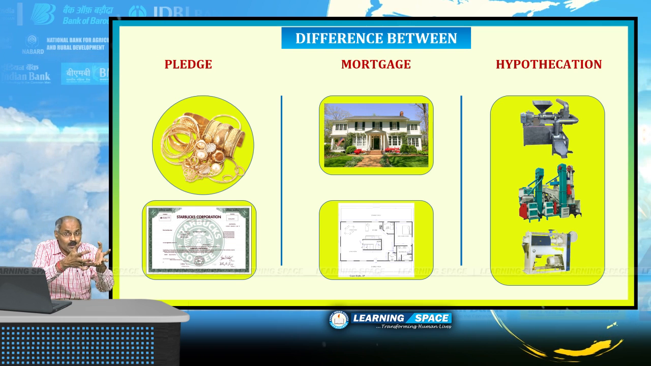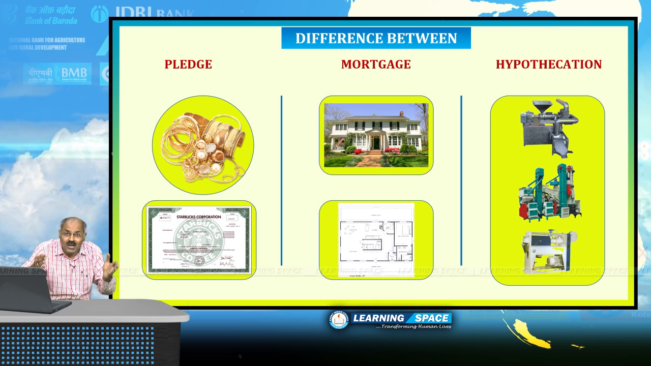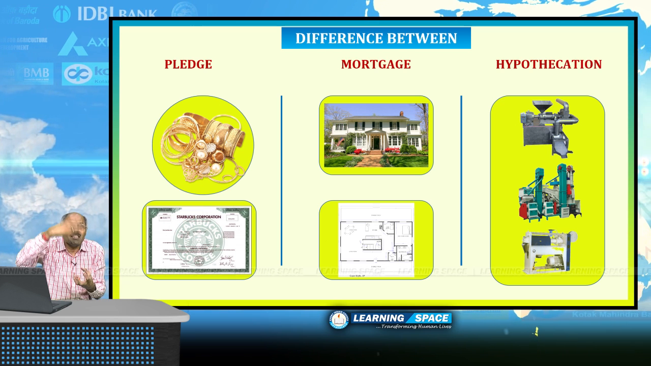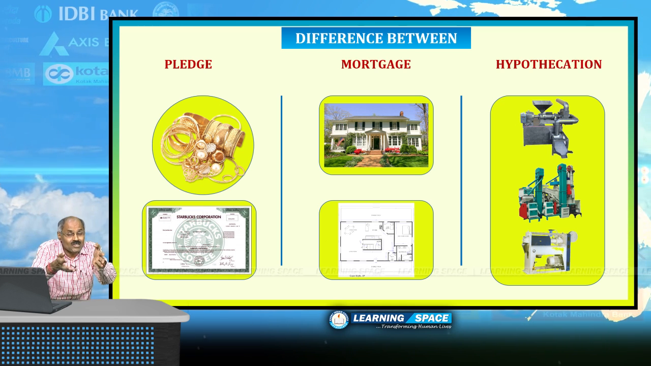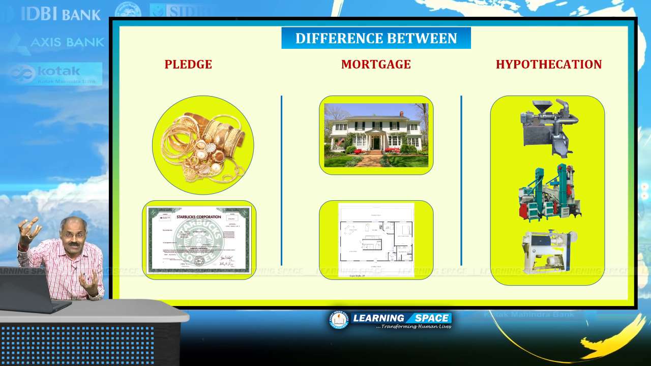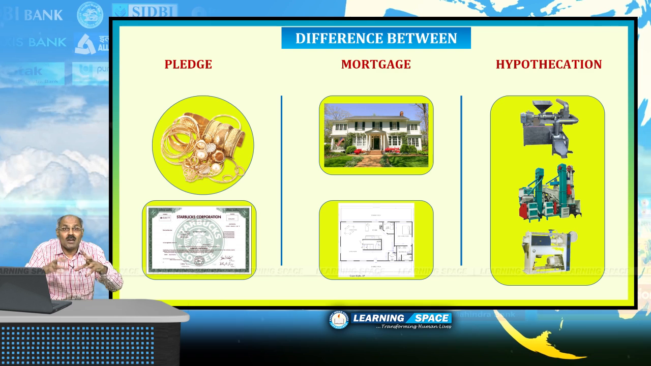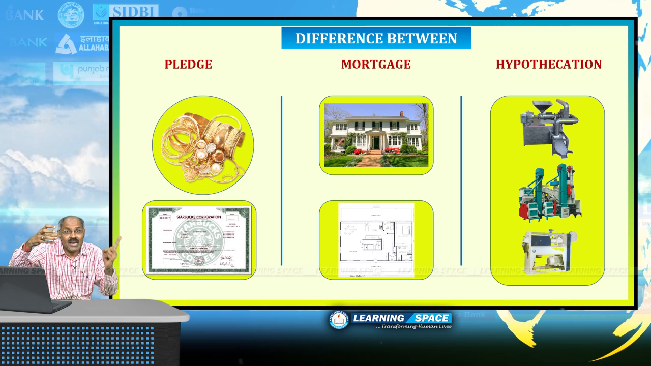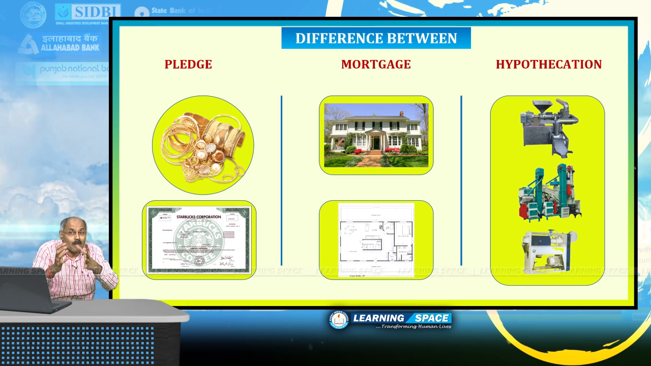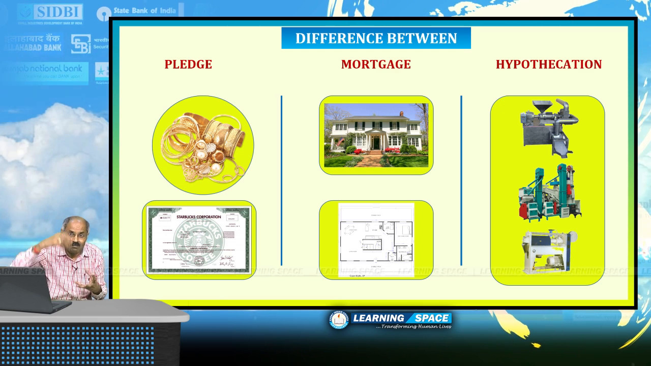What is pledge? Pledge is nothing but you are going to the bank, taking gold loan by keeping your ornaments with the bank, by keeping your share certificates with the bank. That is a pledge. By pledging your property with the bank authorities, you are taking loan. Your gold will be with the bank. If you fail to repay, bank will sell that gold and they will get the money by selling the gold. So, pledge means your property will be with the bank.